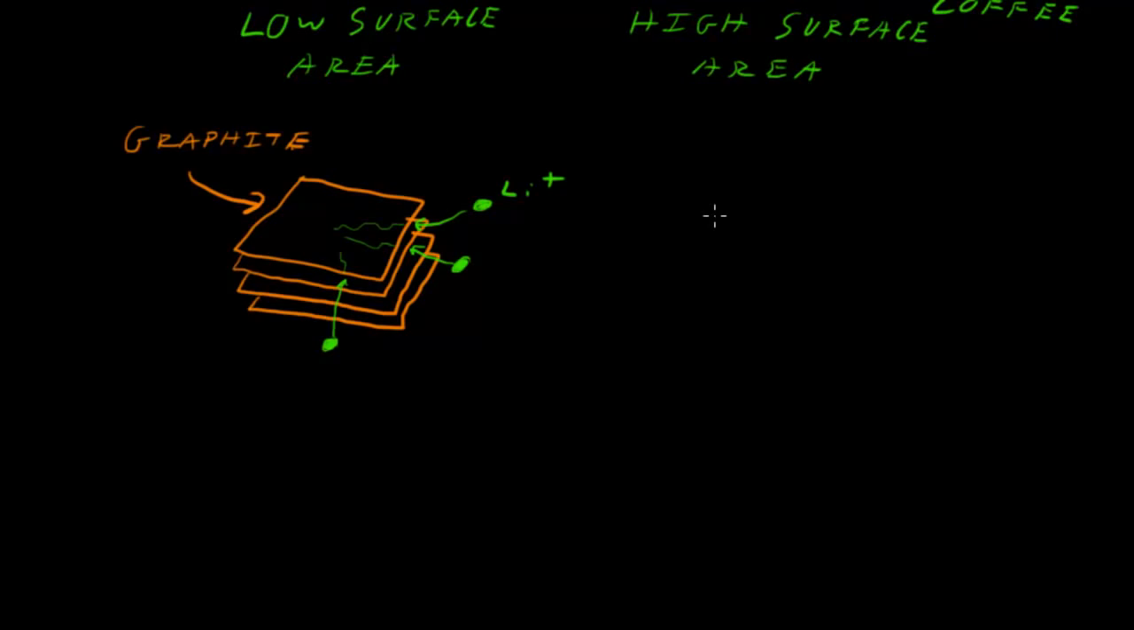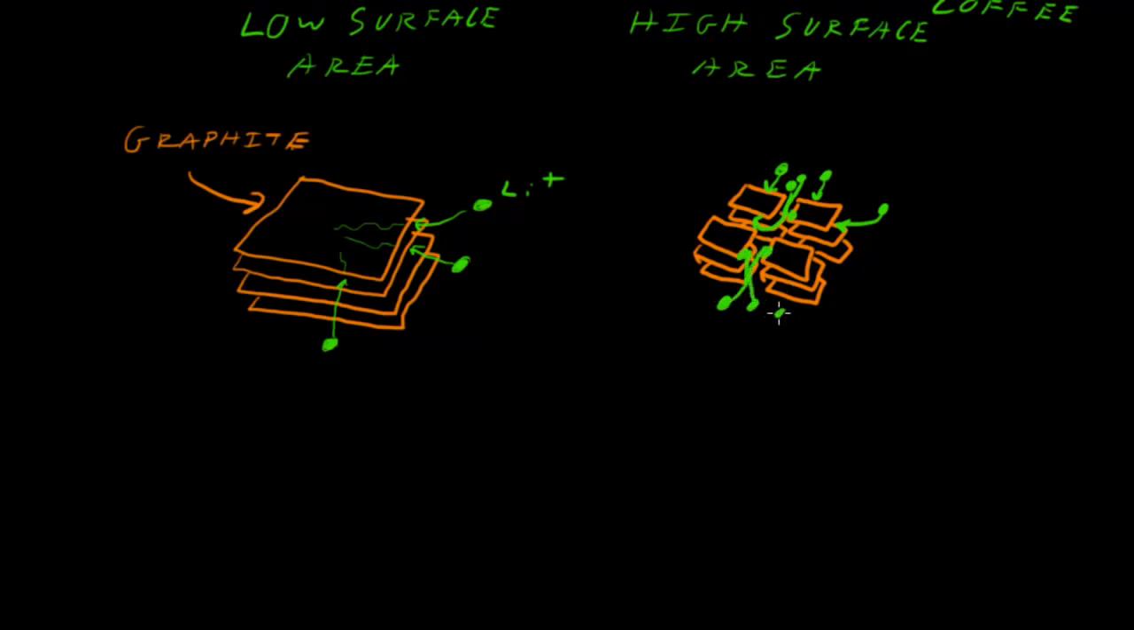So if you're trying to use this for an electric vehicle, you want as high power as possible. If, however, we were to cut apart our graphite into smaller pieces, we get a higher surface area for the same amount of mass, and we have more sites for the lithium to go in and out of. Additionally, because the pieces are smaller, there's less of a distance that the lithium has to diffuse through.